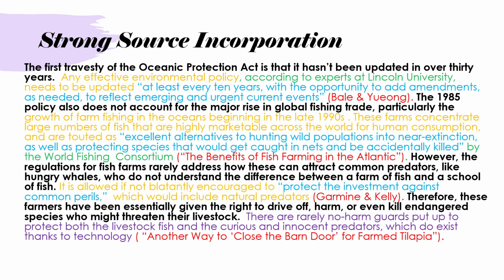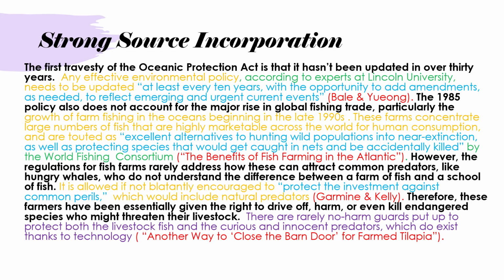So we have an issue here. We have an ethical problem here. And we explain that in the next sentence. Therefore, these farmers have essentially been given the right to drive off, harm, or even kill endangered species who might threaten their livestock. These sentences help give meaning to the sources, and it's like, this is why I'm using it, all right, because this is what it means. Those are great sentences to have, and it also helps eliminate the whole drive-by quoting problem.